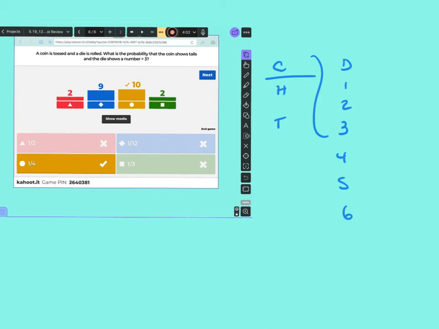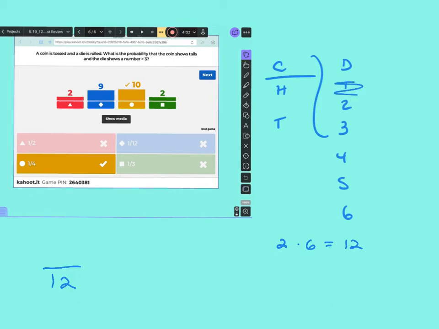Or to figure out the total number of combinations, you can do the 2 options that are there for the coin and the 6 options that are there for the dice. So the bottom number is 12 to begin with, right? Because that's how many different combinations there would be. Then you've got to figure out how many of them show a number greater than 3.